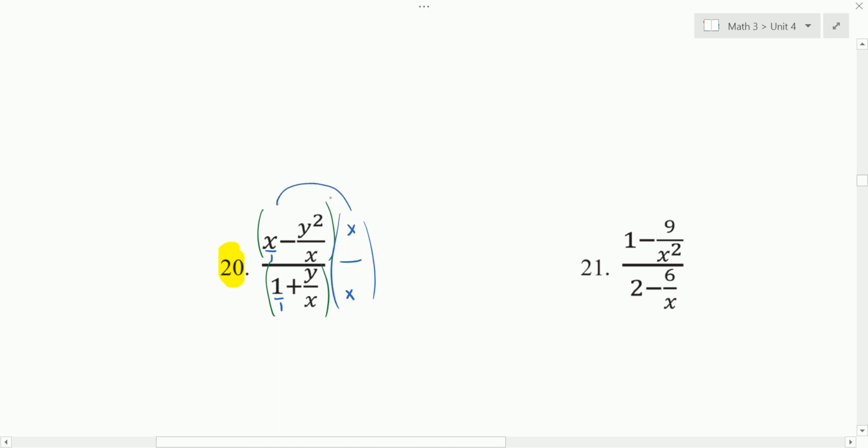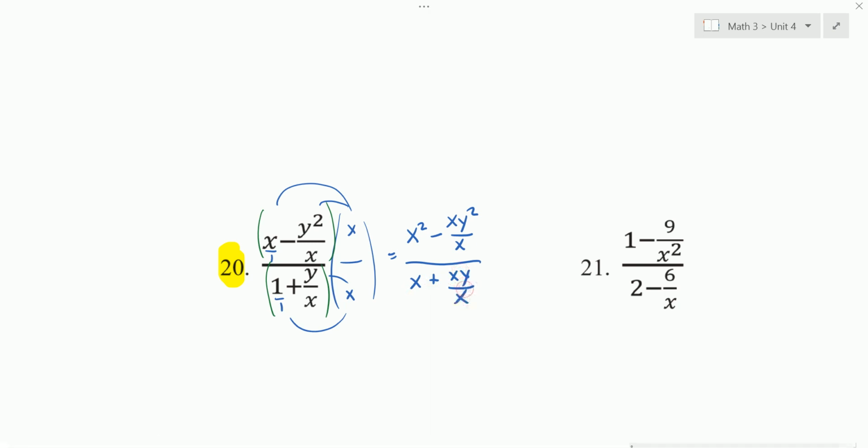So I'm going to distribute x to each piece here. And I get x squared minus xy squared over x plus xy over x. We can simplify these fractions and get x squared minus y squared, because the x's divide that smaller fraction by x, and same with the one in the denominator, over x plus y.